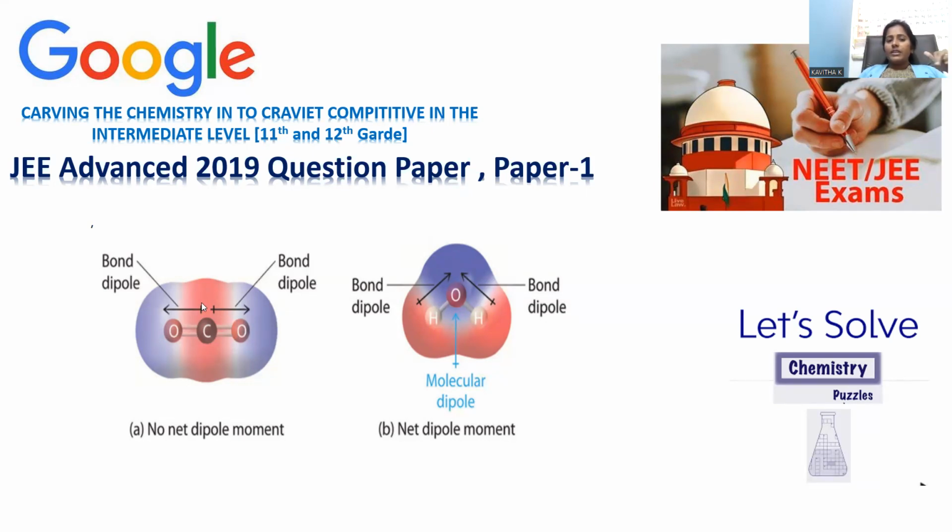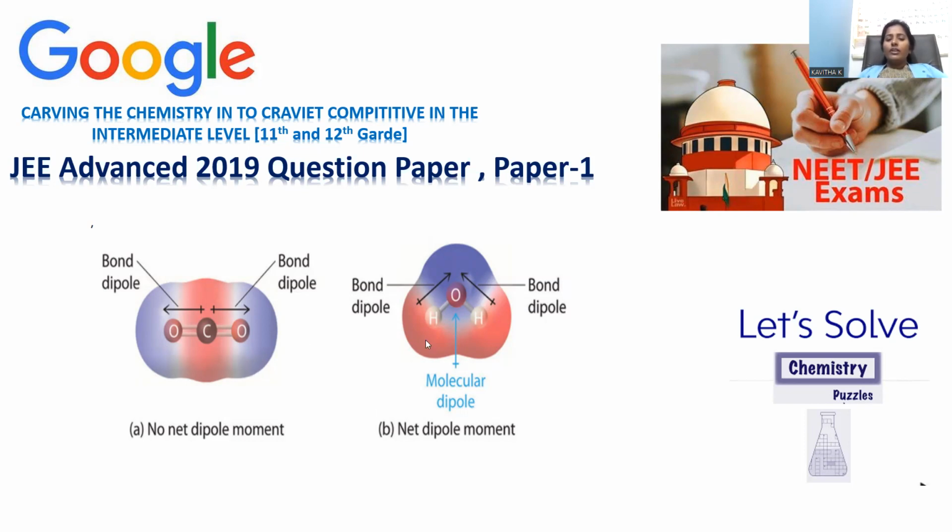If dipole moment is zero, IR signals will not appear. In order to get IR spectroscopy, the molecule must contain a permanent dipole moment, so carbon dioxide will not give any spectral line in IR spectroscopy.